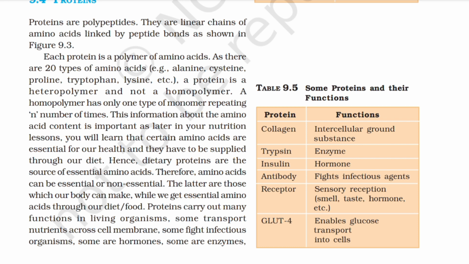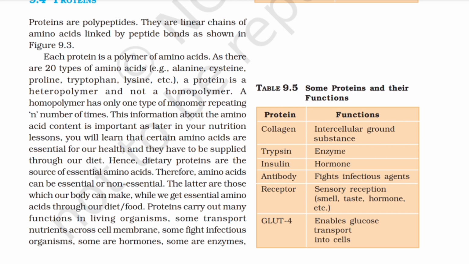This information about the amino acid content is important as later in your nutrition lessons, you will learn that certain amino acids are essential for our health and they have to be supplied through our diet. Hence, dietary proteins are the source of essential amino acids. Therefore, amino acids can be essential or non-essential. The latter are those which our body can make, while we get essential amino acids through our diet or food.